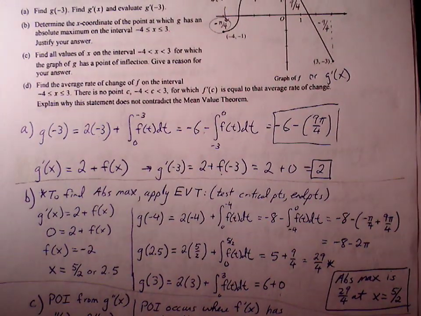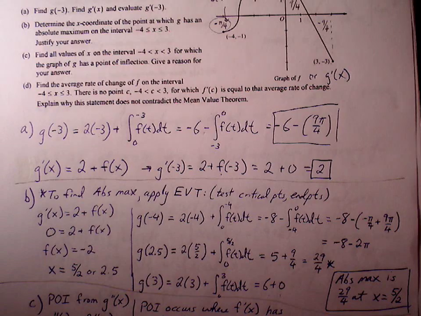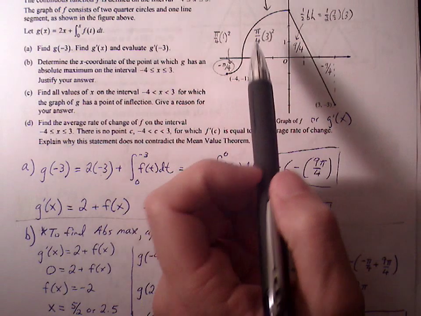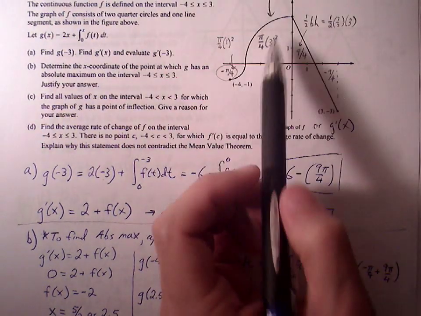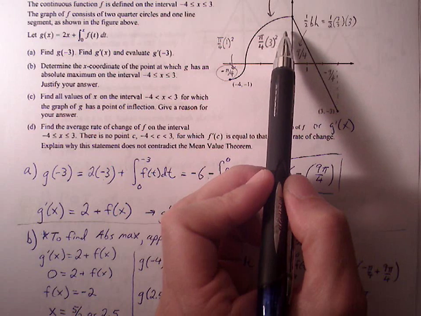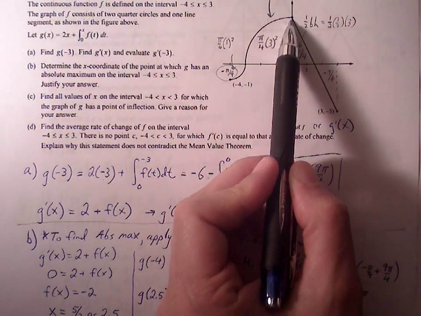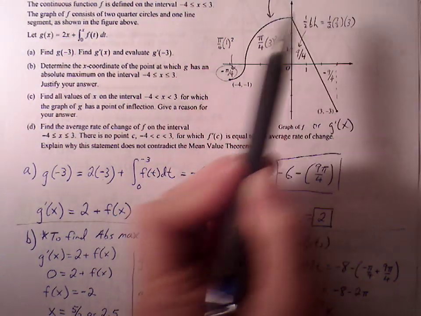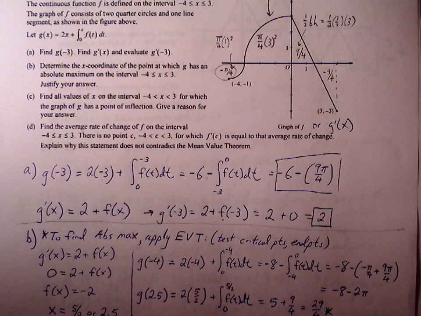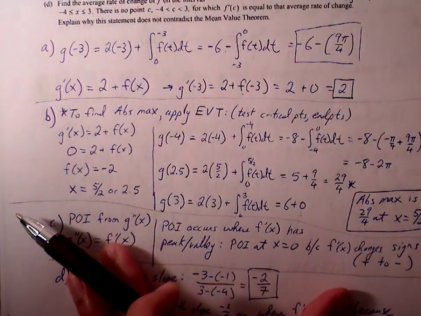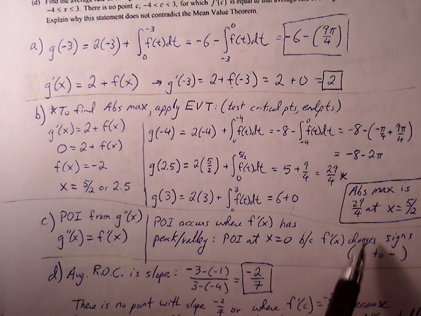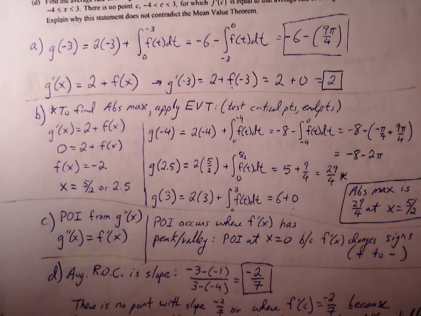And for part C, find the values at which our graph has a point of inflection. If we're looking at a g prime graph, a derivative graph, points of inflection are going to be the peaks and valleys. The only thing that we see is a peak, and that is where our g prime graph changes from increase to decrease. So there's a point of inflection for the original graph of g at 0, because f prime changes signs, from positive to negative.